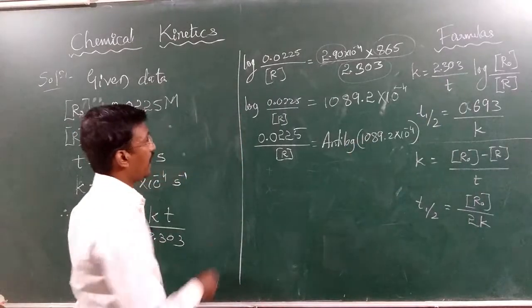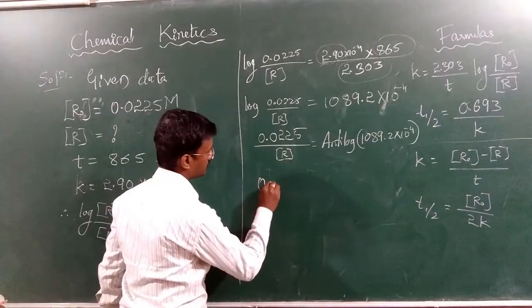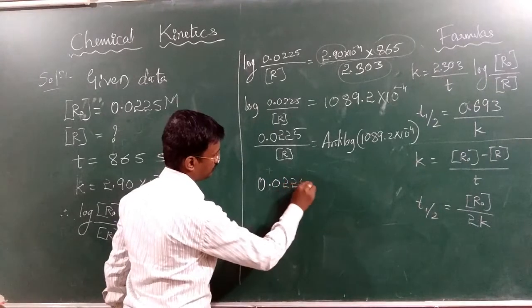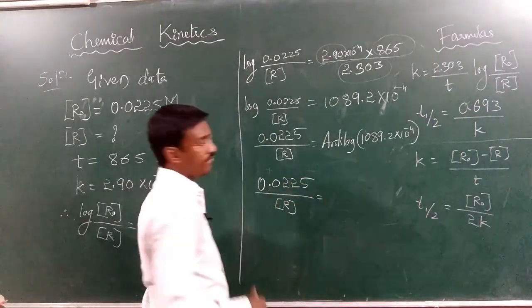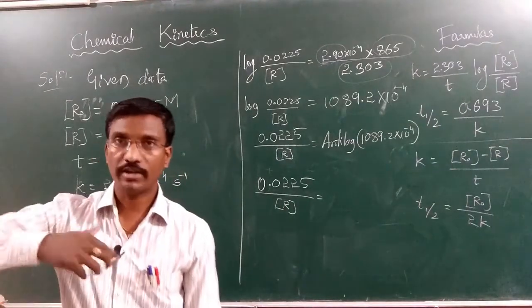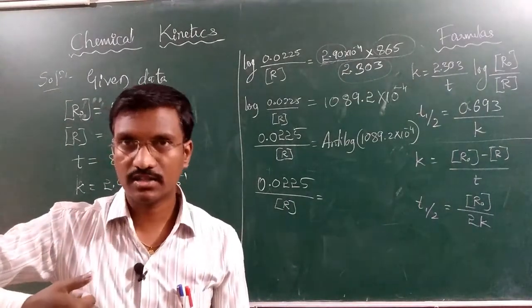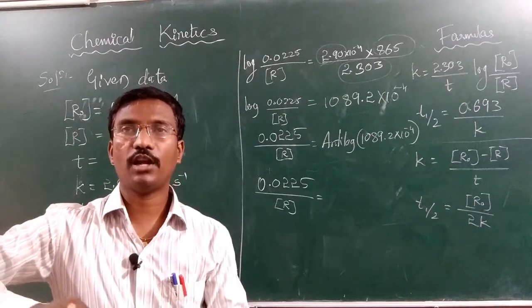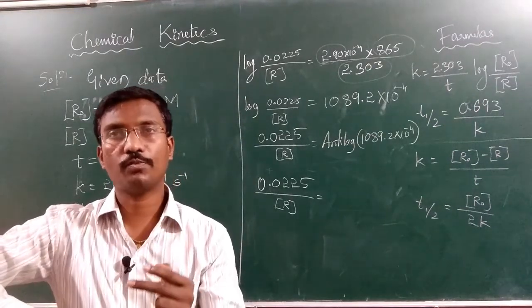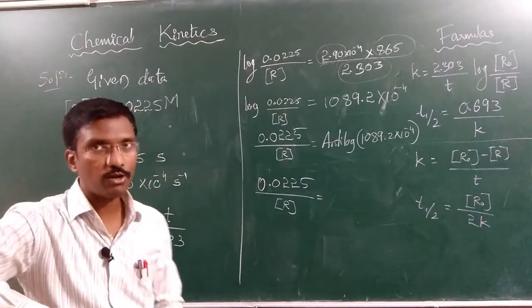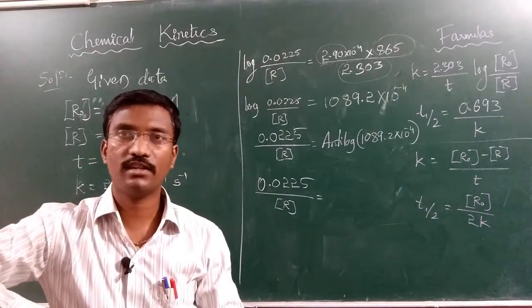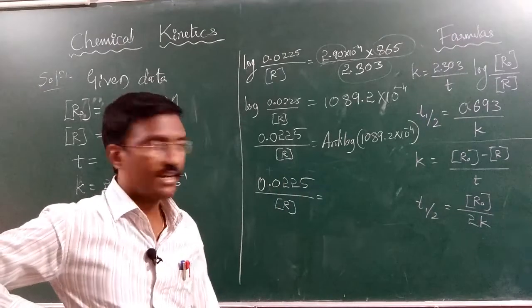0.1089, and anti-log of this value is... If you are familiar with the log table to determine the log and anti-log, it's very nice. If you do not have one, you must purchase it, because only by the log table should you be capable of solving the log and anti-log.